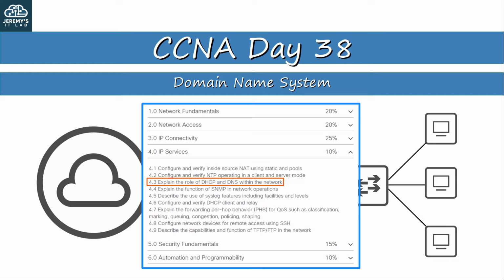DNS is part of exam topic 4.3, which says you must be able to explain the role of DHCP and DNS within the network. You don't need to know DNS in depth for the CCNA. You don't need to know the detailed operations of DNS, just understand its basic purpose. The information I give you in this video should be more than enough for you to answer any DNS-related questions on the CCNA exam.